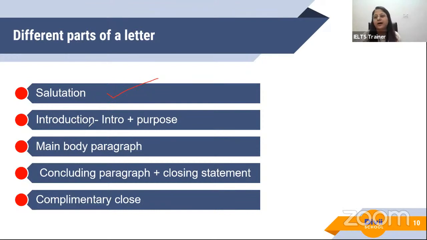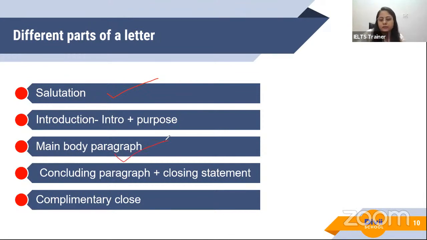That will be all about your introduction and the purpose of writing the letter. What the letter is all about. You will just write the purpose of writing the letter. That introduction paragraph will be in just maybe 2 or 3 sentences. Not much should be written into the introduction paragraph.